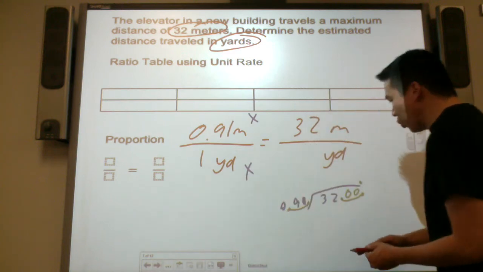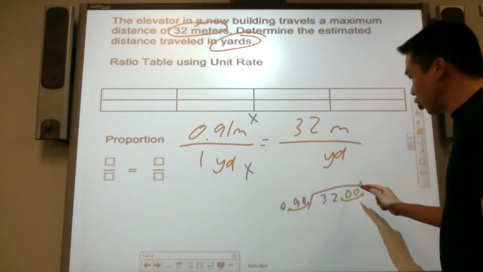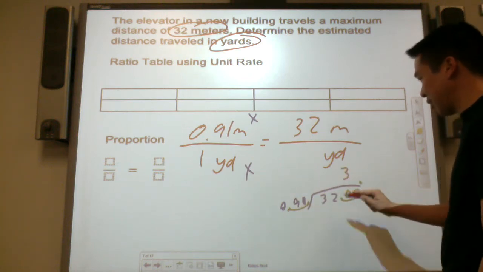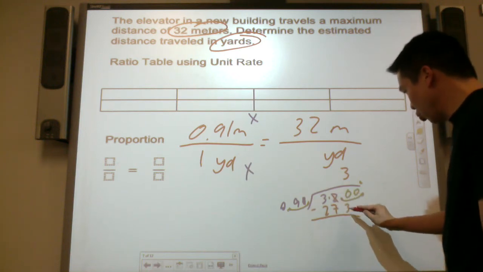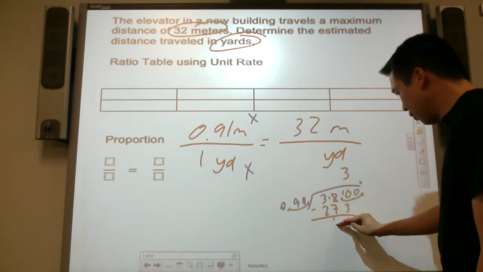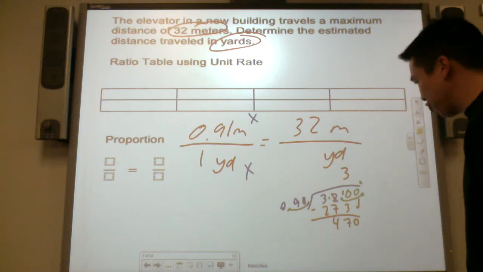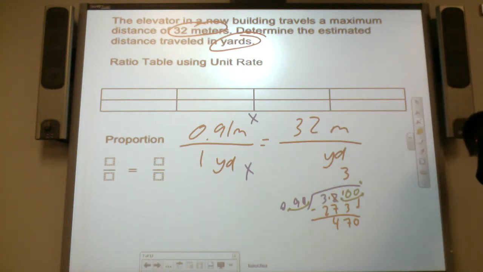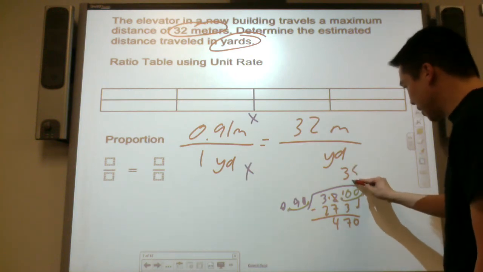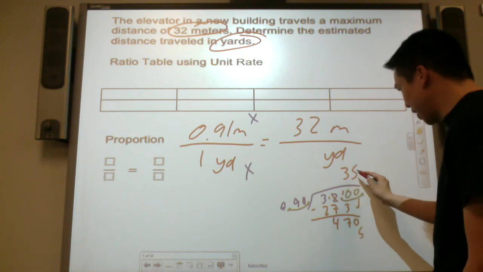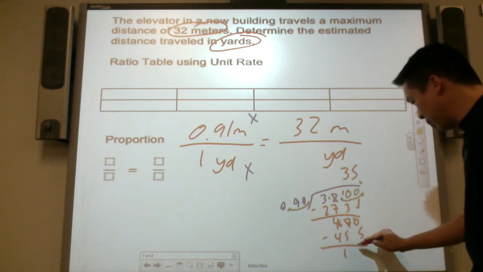So how many 91s go into 3? None. How many 91s go into 32? None. How many groups of 91 go into 320? I have to say 3 times. And that is 273. If you subtract this, you will get 47. I bring down the 0. How many 91s go into 470? If I have to say 4 times or 5 times, I'm going to guess 5 times. So that'll be 91 times 5, 455.